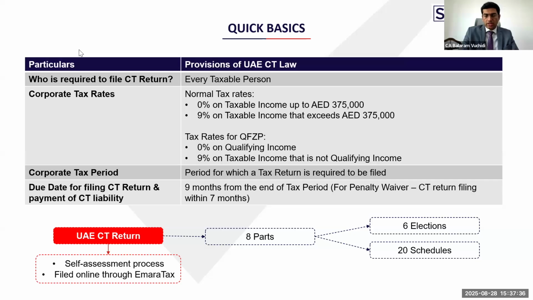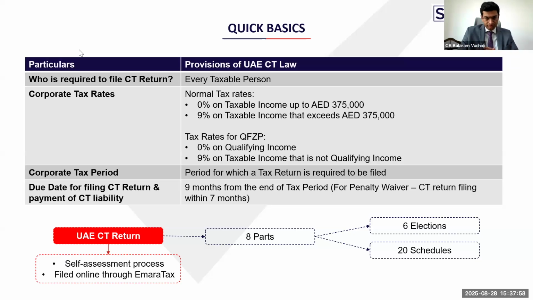However, if any company has got any penalty for delay in registration, they should be submitting their first corporate tax returns within 7 months to be able to get the penalty waiver. This is applicable only when you do it for the first time, or when you do the first CT return filing within 7 months from the end of the first financial year for which this CT is applicable.